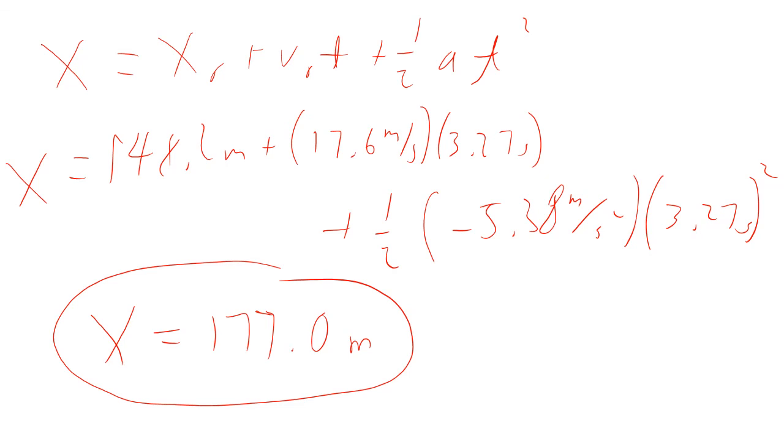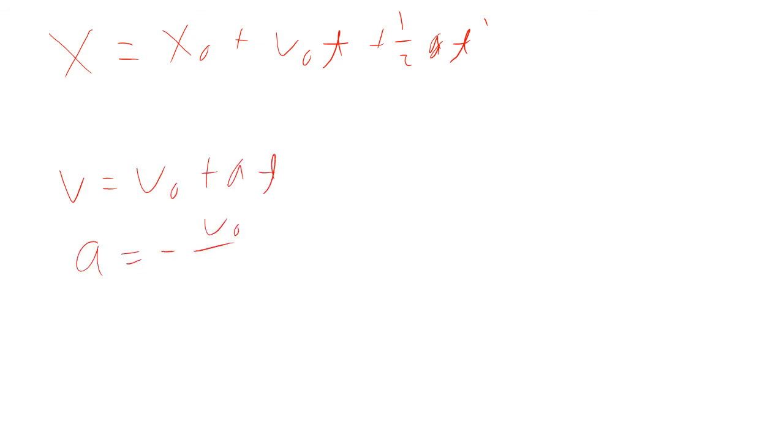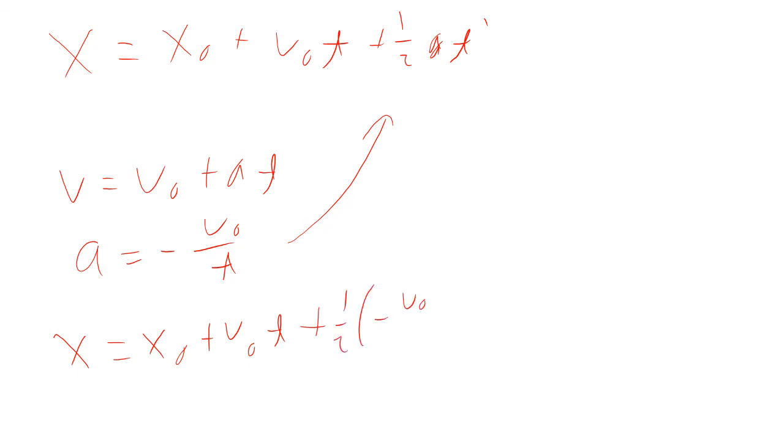Well, is there another way of solving the problem? Back here, we said that x was x naught plus v naught t plus 1/2 at squared. What I did to find a was I said that v equals v naught plus at. I found that a was minus v naught over t. I could have plugged that in here and done algebra if I wanted to. So x would have been x naught plus v naught t plus 1/2 minus v naught t squared. Or in other words, this would have been equal to x naught plus v naught T over 2.